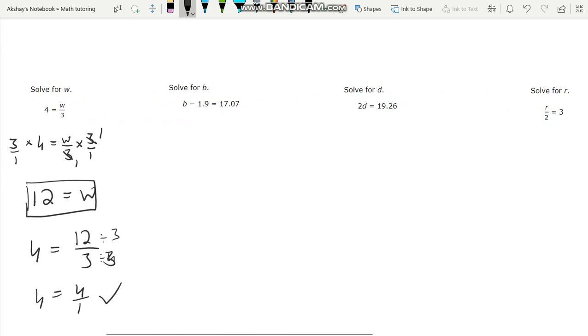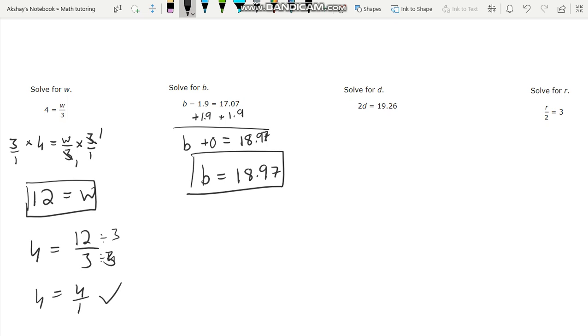All right, moving to some decimal style linear equations here. b minus 1.9 is equal to 17.07. Just like what we did in the first question, we have to add 1.9 to both sides. When we add 1.9 to both sides, we get b plus 0, because 1.9 minus 1.9 gives us 0. 17.07 plus 1.9 gives us 18.97. Hence we have b is equal to 18.97.